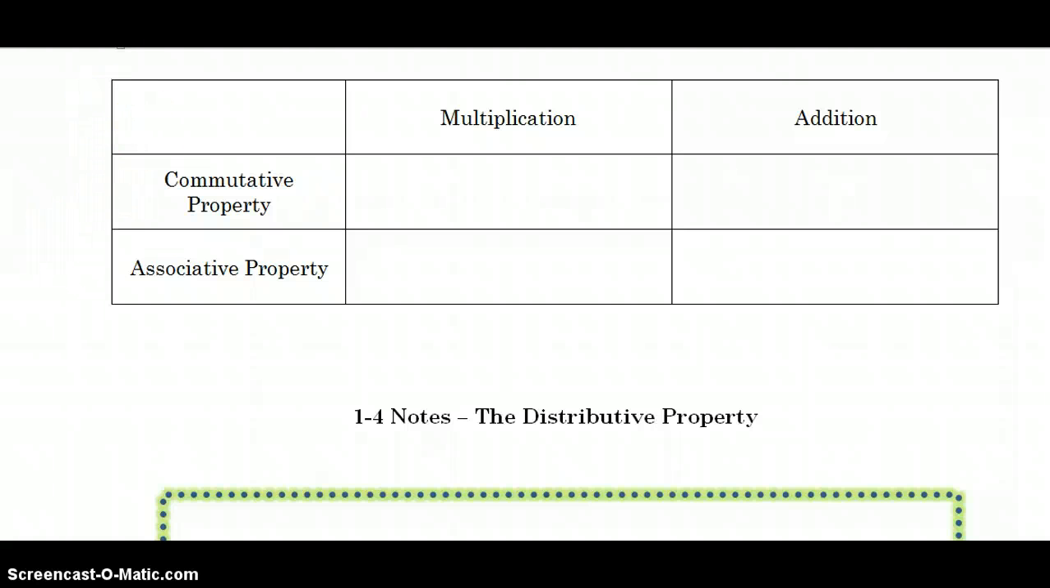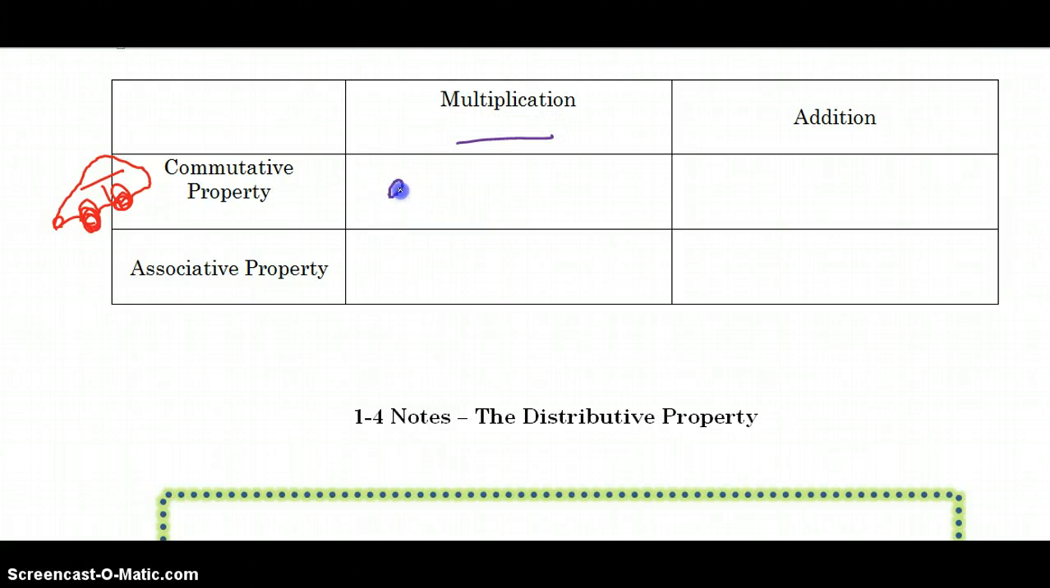Okay, for the next property, I've added a little red sports car. The next one is the commutative property. When you're talking about multiplication, it looks like this: A times B equals B times A. I draw the car because when I hear the word commute, I think of driving to work. I commute to work, A times B, and then in the evenings I have to commute back home from B. I go back to A, and that's supposed to be just a dot. I'm not sure what's happening.